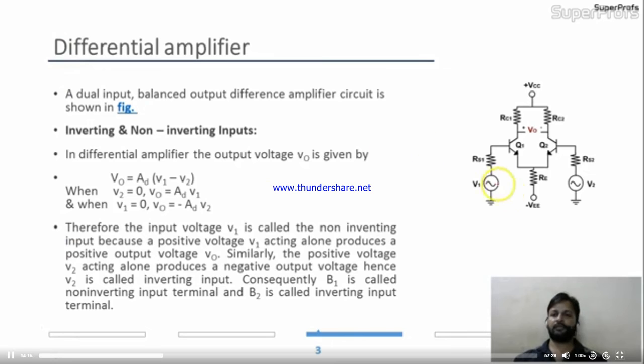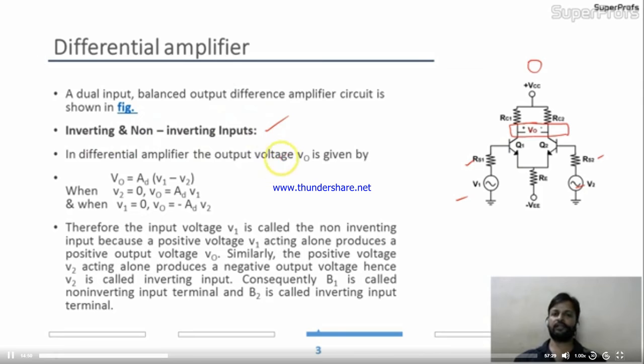Now differential amplifier, see, this is the exact circuit for differential amplifier. We connected the collectors and we connected the voltages V1 and V2. Okay, RS1, RS2, Q1 and Q2. A dual input balanced output differential amplifier circuit is shown in figure C. This is the balanced output. Why? Because I'm taking output in between the two collectors.